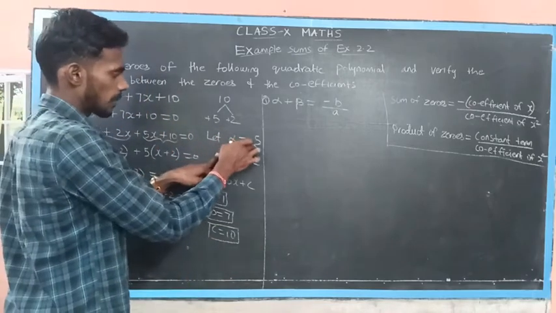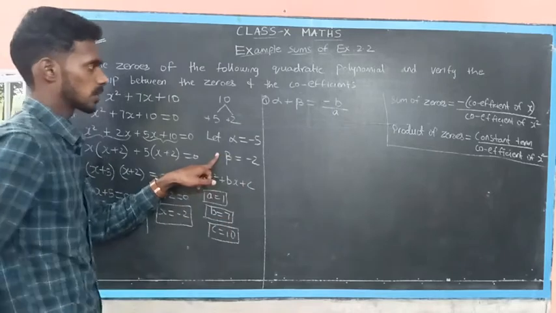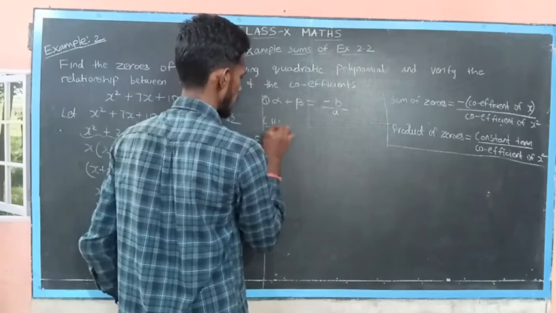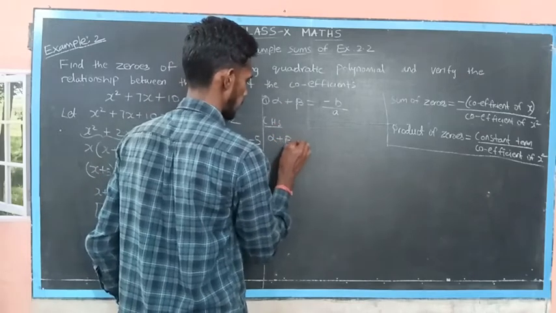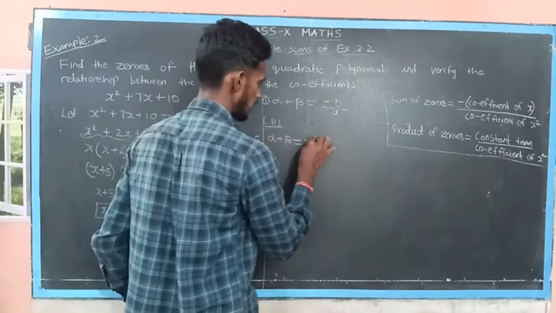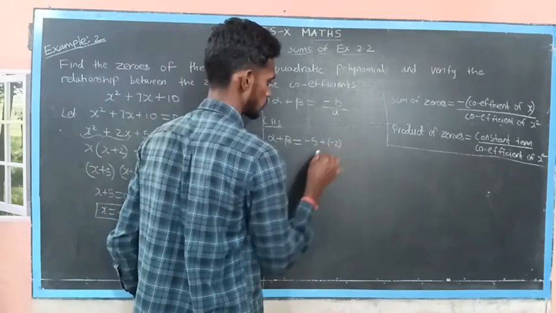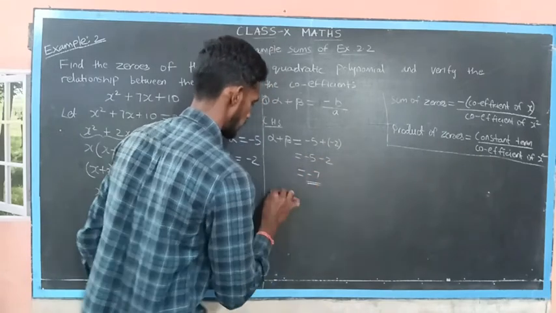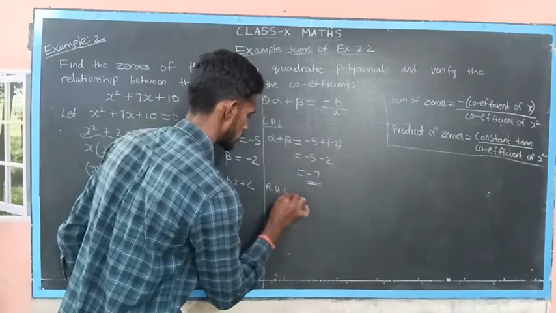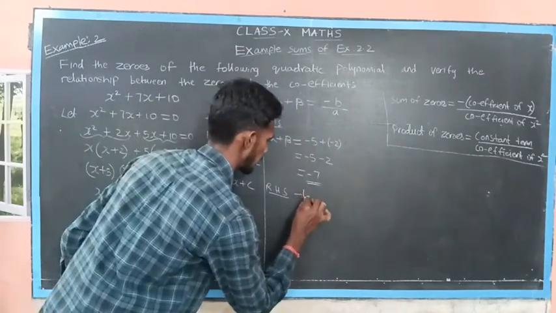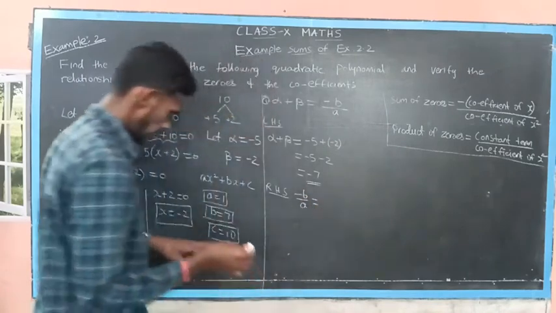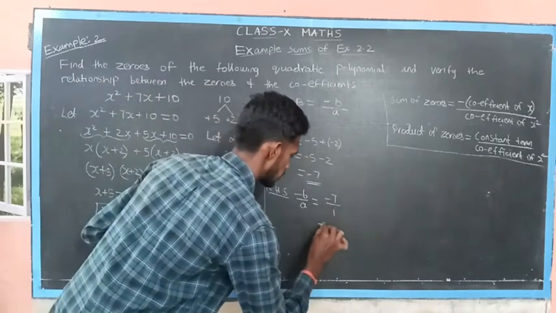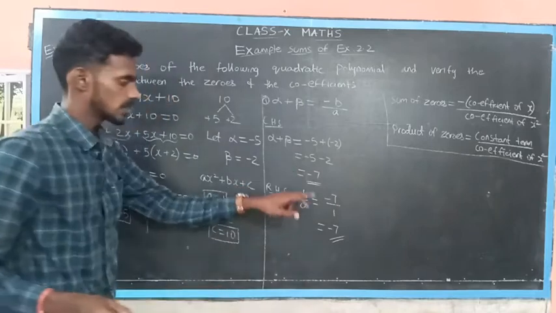Then alpha value is equal to minus 5, beta value is equal to minus 2. So let us substitute these values here. Consider the LHS. Alpha plus beta gives minus 5 plus minus 2, which means minus 5 minus 2, which is equal to minus 7. Then consider the RHS. It is minus b by a. The b value is 7, so it is minus 7 by the a value 1, which is equal to minus 7. Thus LHS is equal to RHS.